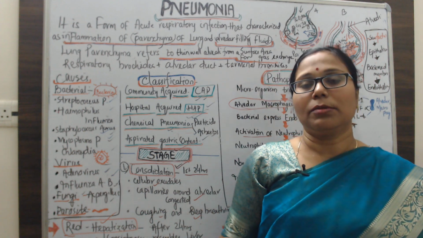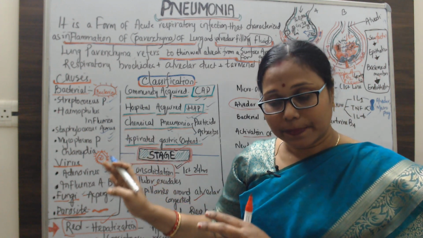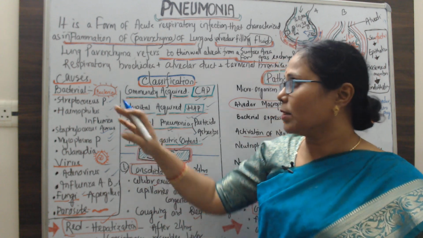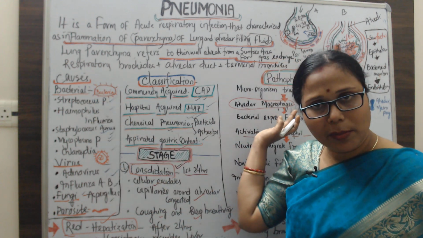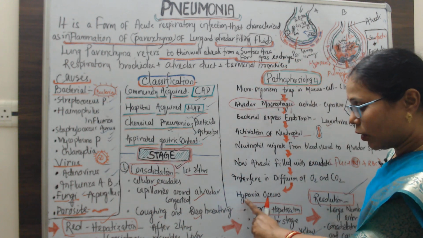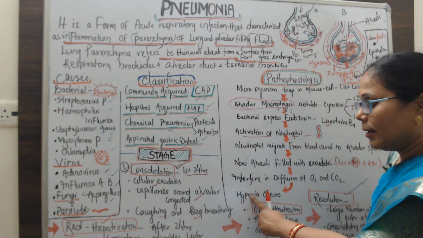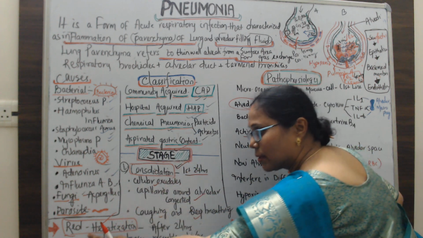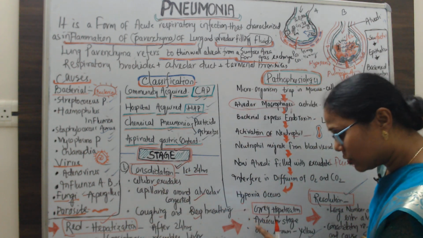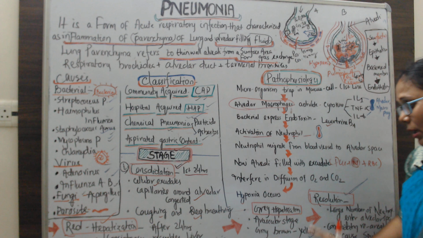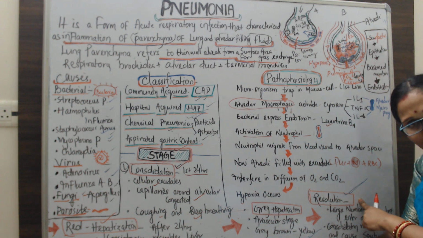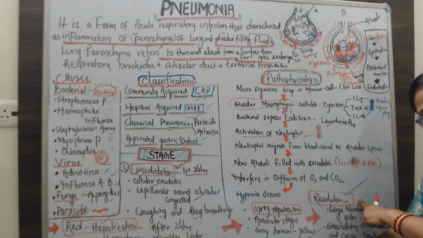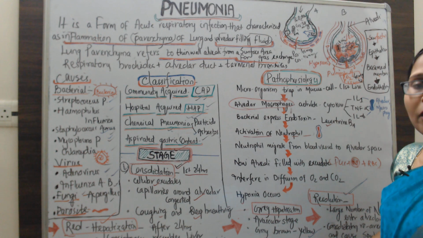So this is all about the pathophysiology, how the bacteria enter our body, and the main cause, hypoxia, occurs. Later it develops into stage 1, consolidation, stage 2, red hepatization, stage 3, grey hepatization, and the fourth one, the resolution. That is the productive sputum that comes out during cough. So that is the resolution. So this is all about pneumonia.